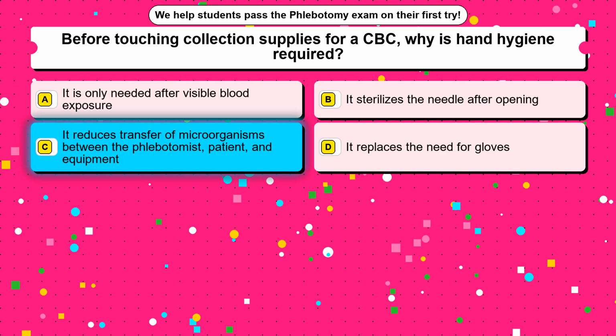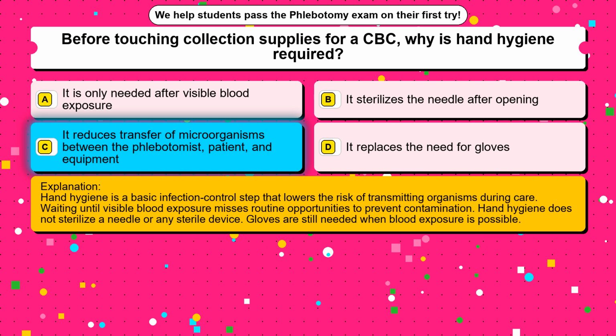The correct answer is option C. It reduces transfer of microorganisms between the phlebotomist, patient, and equipment. Hand hygiene is a basic infection control step that lowers the risk of transmitting organisms during care. Waiting until visible blood exposure misses routine opportunities to prevent contamination. Hand hygiene does not sterilize a needle or any sterile device. Gloves are still needed when blood exposure is possible.